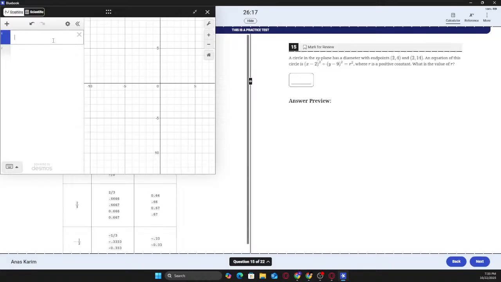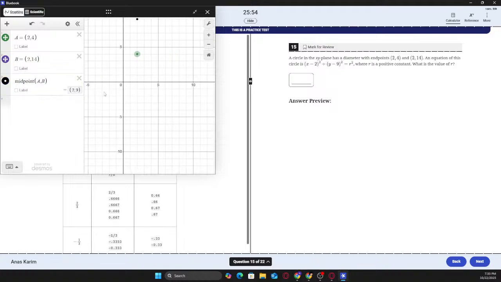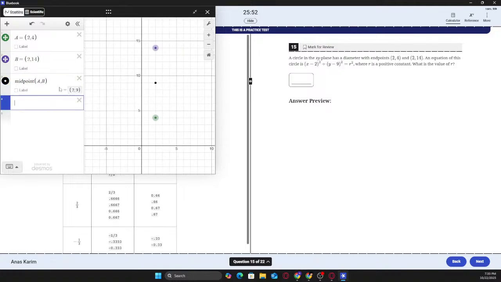We have a circle with endpoints of a diameter at 2 and 4. What is the value of R? So we can actually just do A equals 2 and 4, B equals 2 and 14. You can take the midpoint of A, B. We are given 2 and 9, so that's accurate, but we just want the distance. So the distance of A, B is 10. That's not the answer though, because you have to divide by 2. The answer is 5. That's the radius.